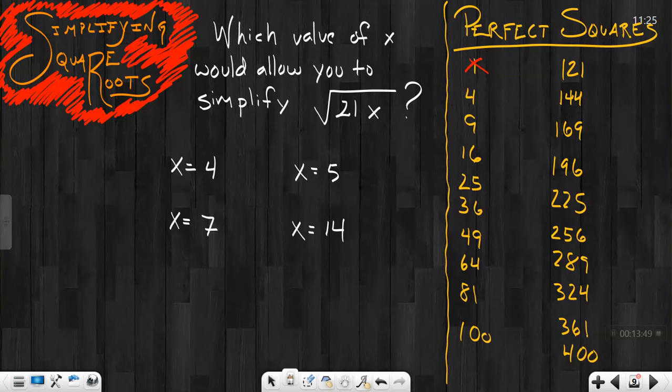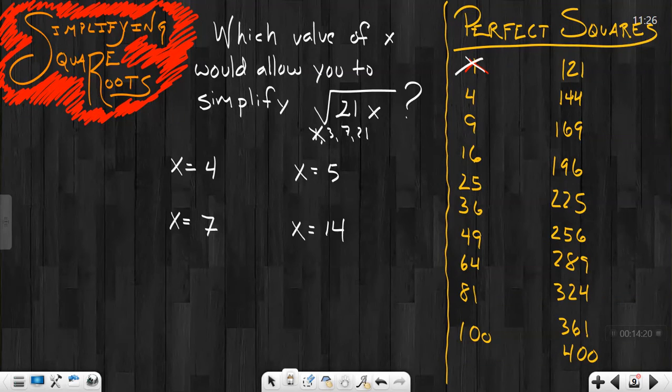All right. Now, what about this case? Which value of x would allow you to simplify the square root of 21x? Well, in order to simplify something, we need a perfect square inside my square root. So once again, let's look at what we have here. We've really got 21. All right, our factors of 21 are 1, 3, 7, and 21. All right, so 1 I'm not going to look at. Like we said up here, it doesn't do anything to simplify.